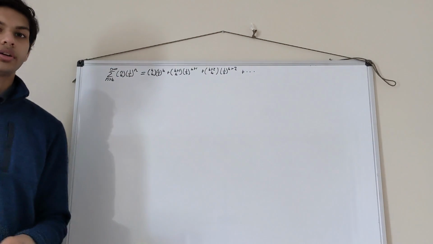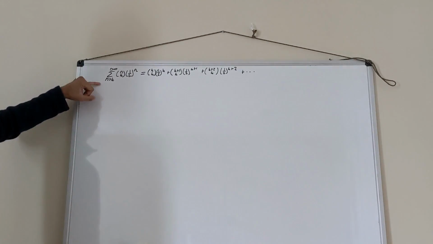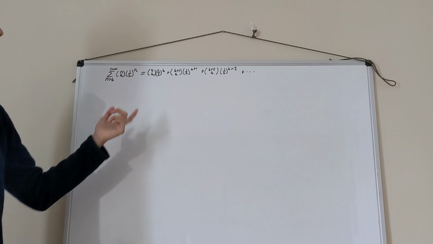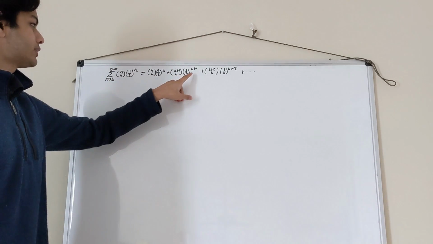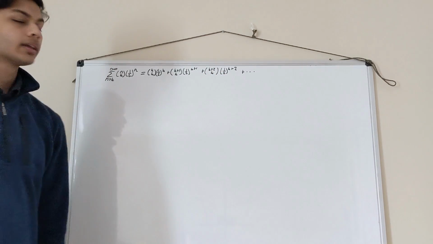Okay, so this video will be solving a fairly interesting sum, and that is the infinite sum from n equals k to infinity of n choose k times 1/2 to the power of n. To write out the first couple of terms, that looks like k choose k times (1/2)^k, plus (k+1) choose k times (1/2)^(k+1), plus (k+2) choose k times (1/2)^(k+2), and so on.